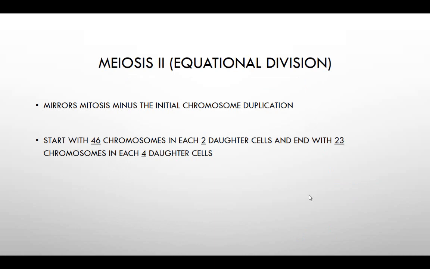Now with meiosis 2, what we get is equational division, and equational division is where each daughter cell gets equal shares of chromosomes. So we've already had our genetic variability here. We're not going to see that anymore at this point. What we are going to see though is the splitting up of these chromosomes, so that each daughter cell, remember we're going to have 4 daughter cells, will get 23 chromosomes. So it starts with 46 chromosomes in each of the 2 new daughter cells at the end of meiosis 1, and then that divides into 23 chromosomes in each of the 4 daughter cells.